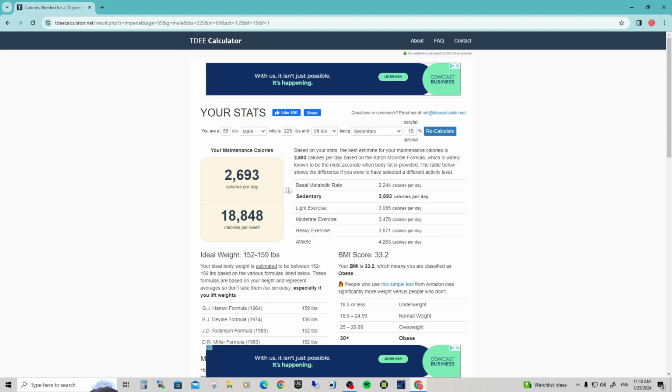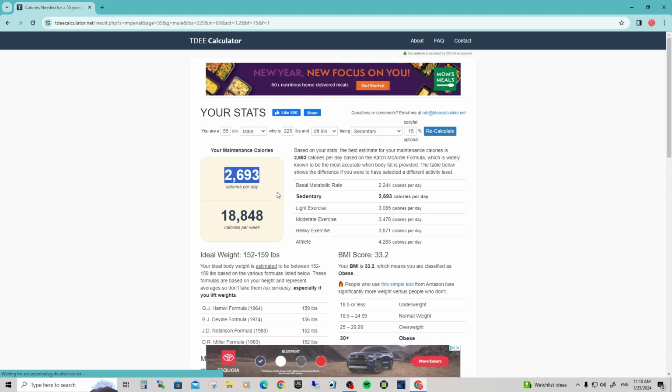So if I am maintaining my weight, even with a sedentary lifestyle, I'm going to need to consume about 2,700 calories per day. But if I want to lose weight, it needs to be less than that. And it needs to be less than that at the rate of 500 calories per day to lose a pound of fat a week. So in other words, I'm going to create a deficit. And my deficit is going to total 3,500 calories a week.